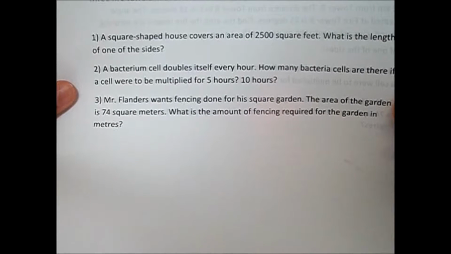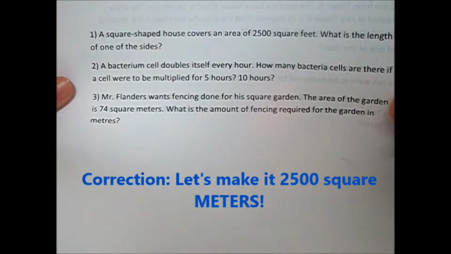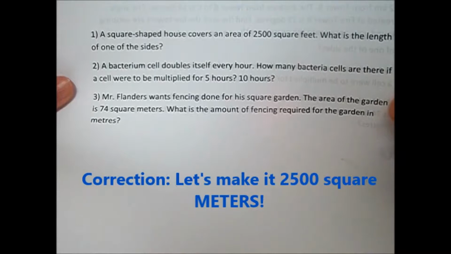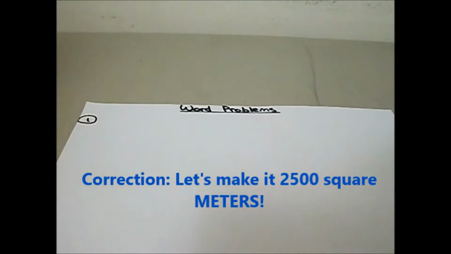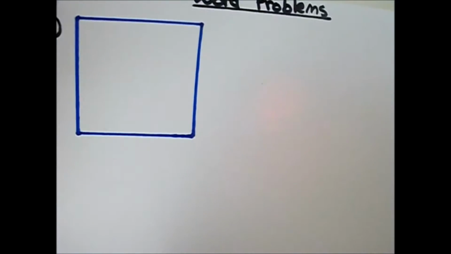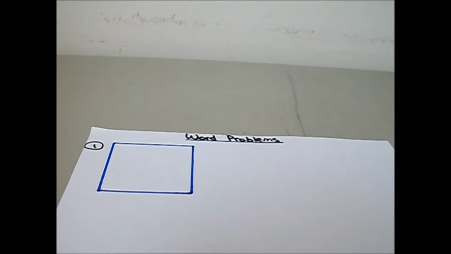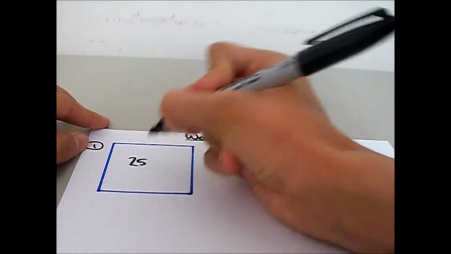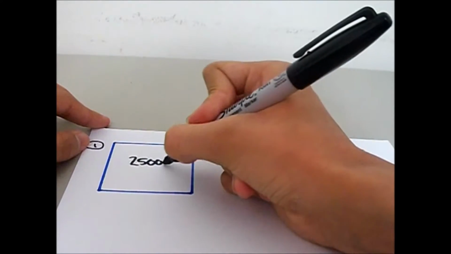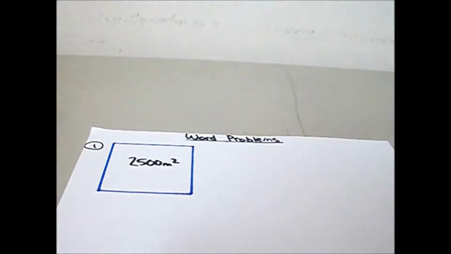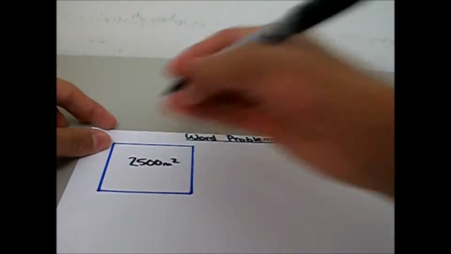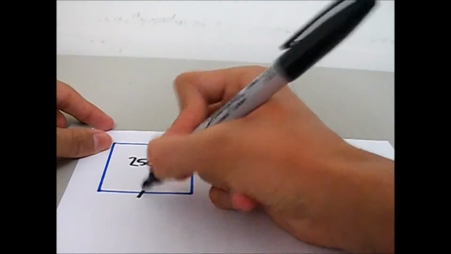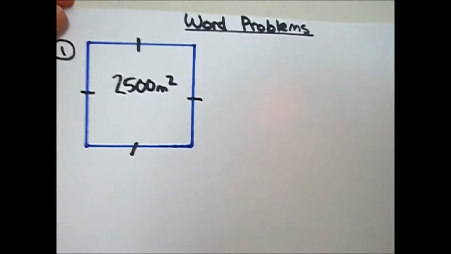First up, number 1. A square-shaped house covers an area of 2,500 square feet. What is the length of one of the sides? So let me just draw a diagram. I have a square here, and suppose this represents the house, and this represents an area of 2,500 square meters. We know that in a square all four sides are equal. So let me just draw the symbol for equal, these four lines.